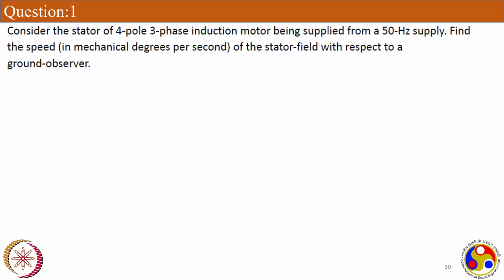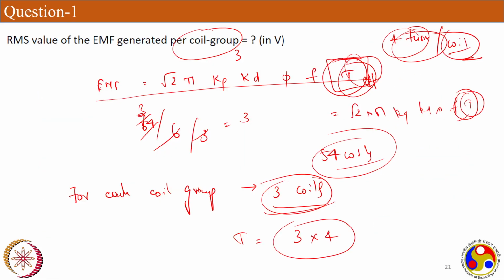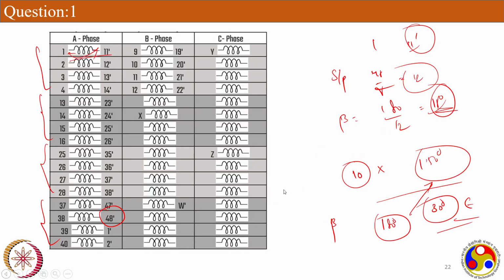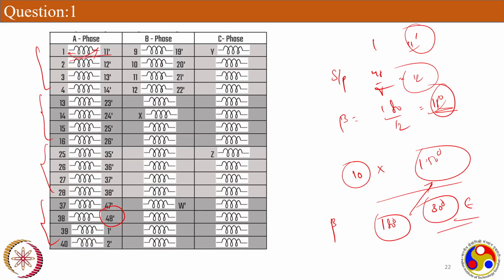All are connected in series. For each coil group, what we calculated is three coils. Sorry, so here the three is the number of coils in each coil group. So three is not the total number of coil groups; each coil group will have three coils. Now we need to calculate how many coil groups there are in total. That we can get from the space spread, I think.